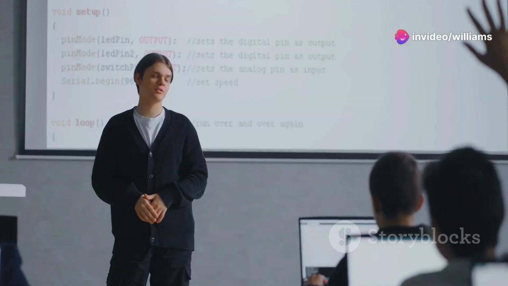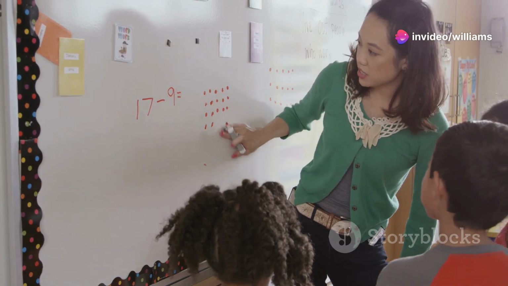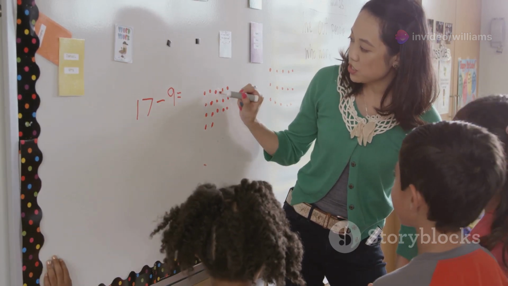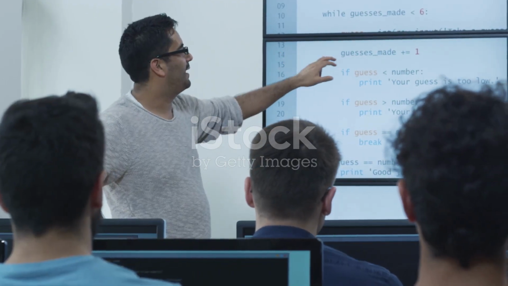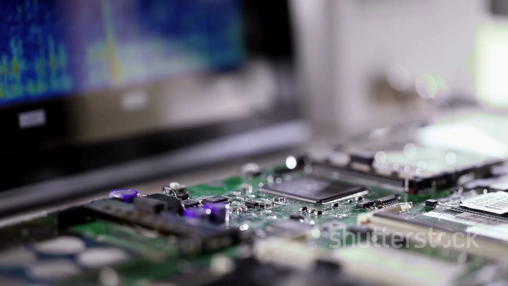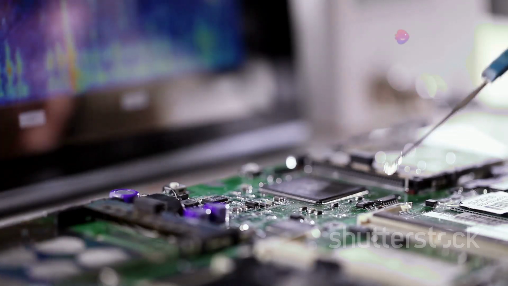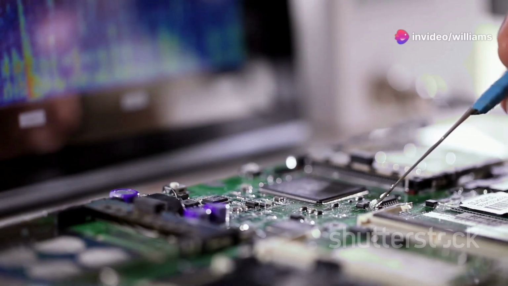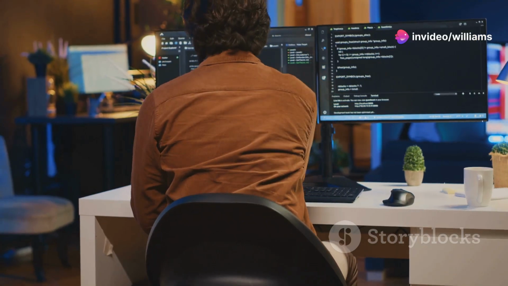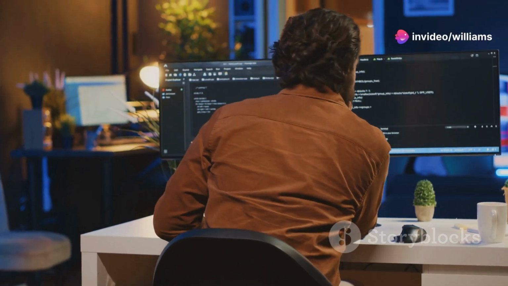Hey there, science fans! Today we're diving into the fascinating world of number systems. You might be thinking, number systems? What's so exciting about that? Well, get this. Computers, those amazing machines that power our digital world, don't speak our language. They use a special language called binary to store and process information.